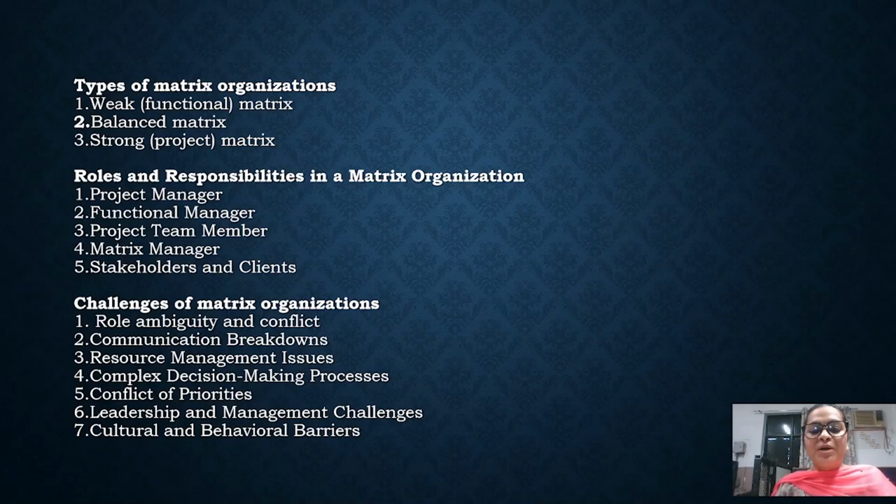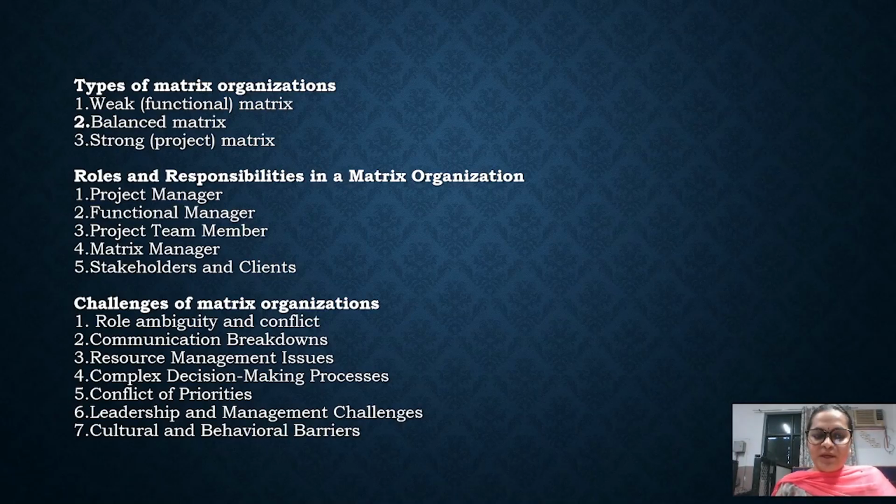Where the functional department retains control over the specialized resources and the technical guidance, but the project managers have the autonomy, right? They have the autonomy to make the critical project-related decisions. Now, the next topic is roles and responsibilities in a matrix organization.